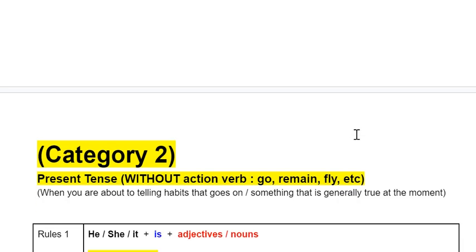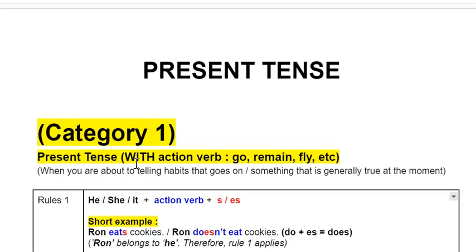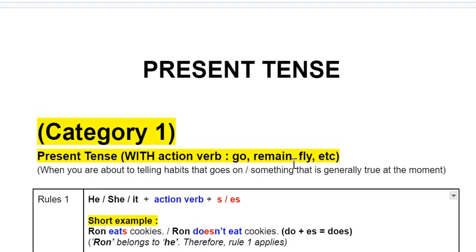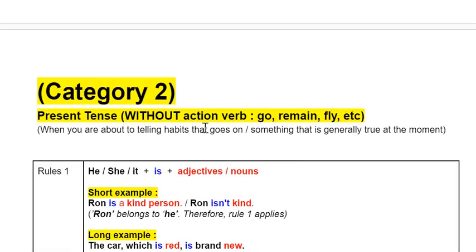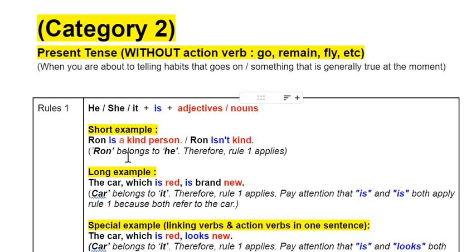Category number two. Okay, category number one is if your sentence has an action verb. What if your sentence doesn't have an action verb? Instead, only a linking verb. What is a linking verb? A linking verb is such things as am, is, are, was, were. We've also got rule number one and rule number two in category number two. So it's very simple: he, she, it plus is plus adjectives or nouns.